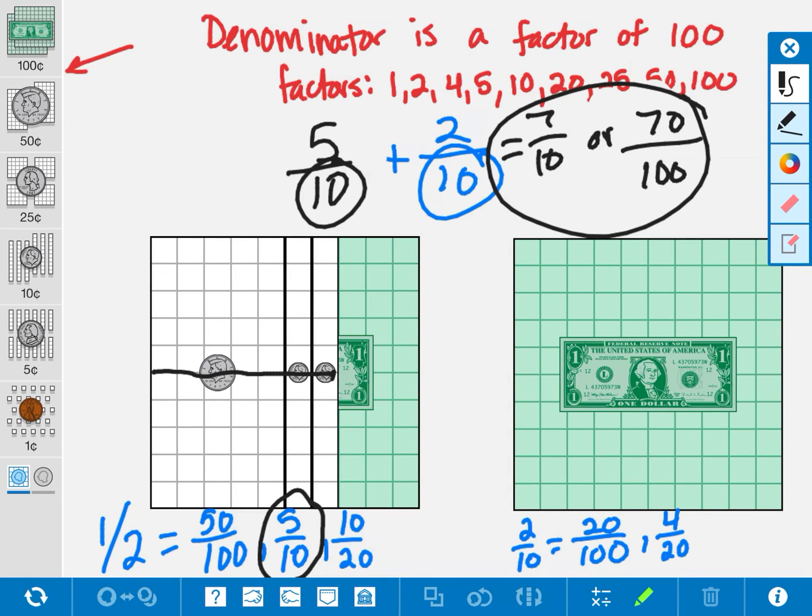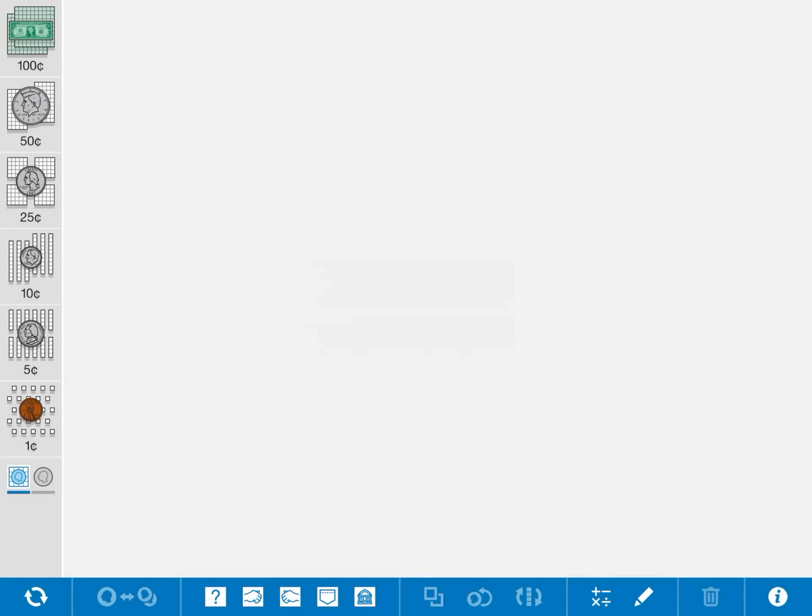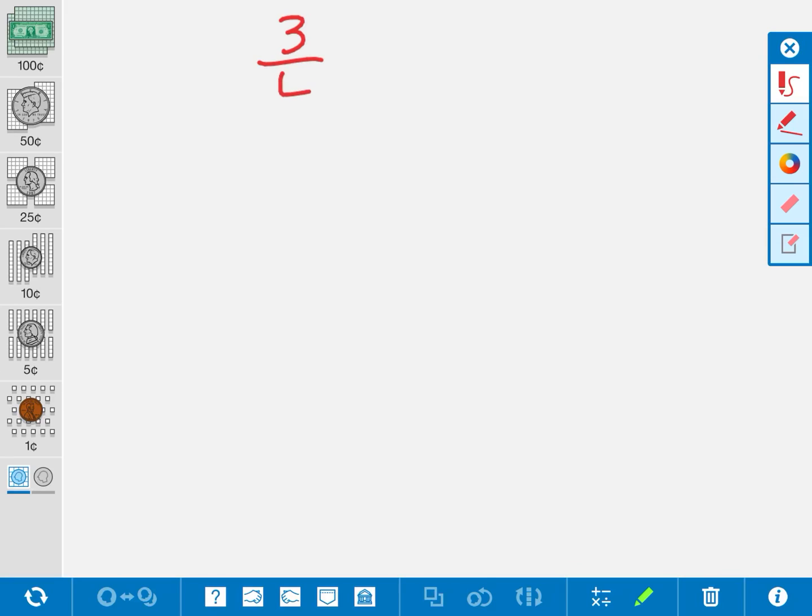All right, let's do some subtraction. So we're going to start over. Again, we are only using money pieces when we have factors of 100. So our subtraction problem is going to be 3/4 minus, let's go 1/5.